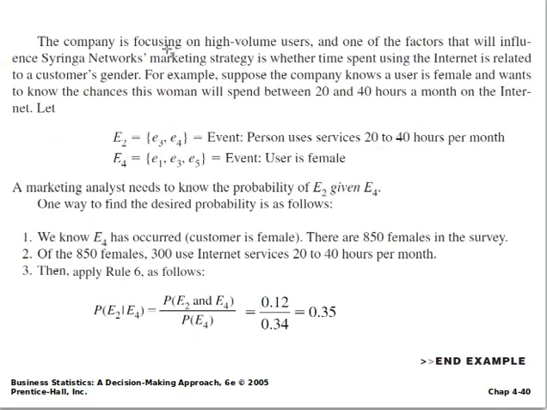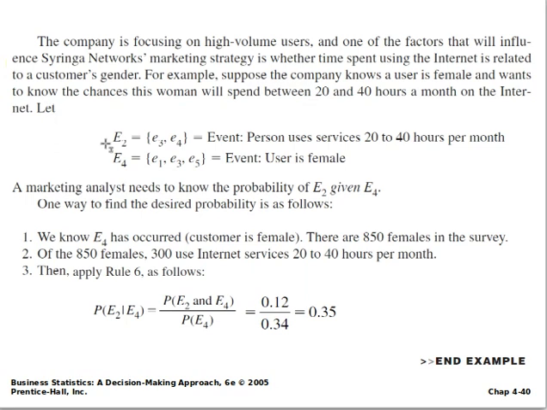The company is focusing on high volume users, and one of the factors that will influence Syringa Network's marketing strategy is whether time spent using the internet is related to a customer's gender. For example, suppose the company knows a user is female and wants to know the chances this woman will spend between 20 and 40 hours a month on the internet.